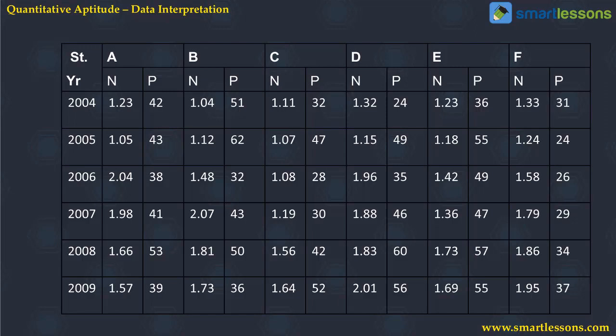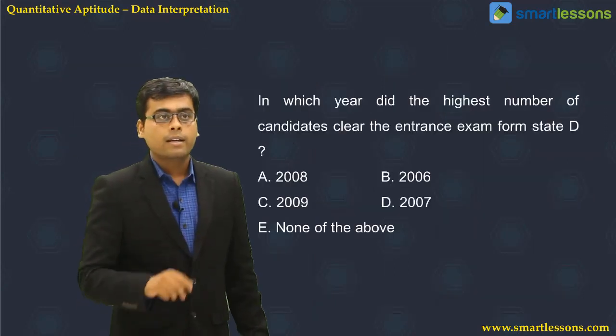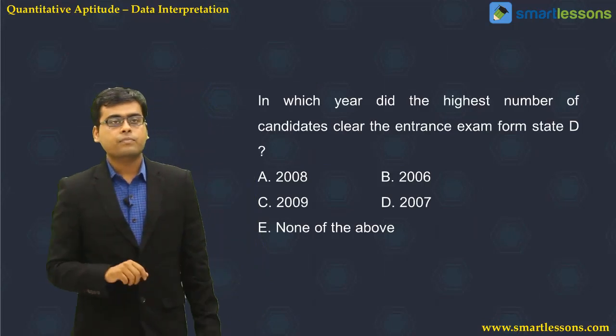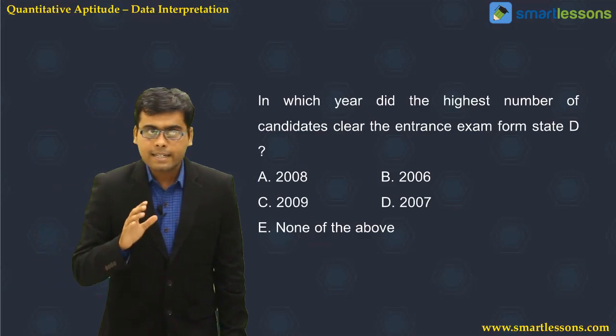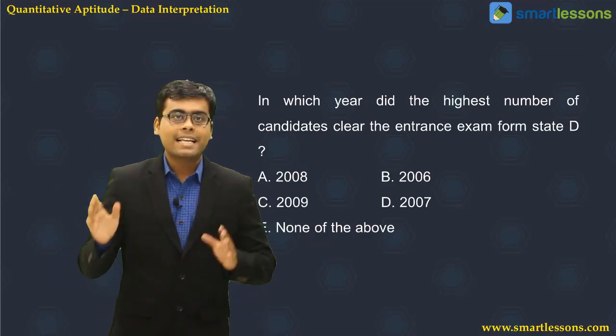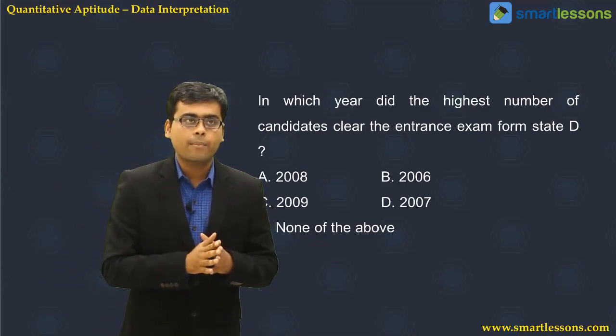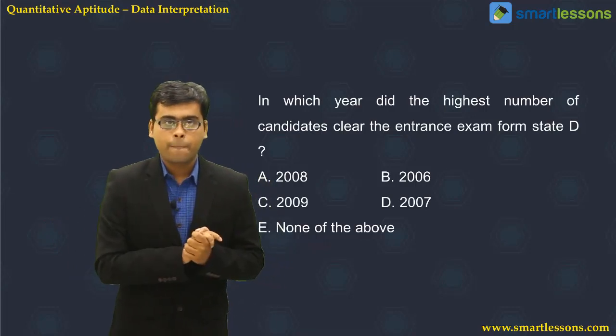Okay, and then 42% of that are actually qualifying that entrance exam. So that means 42% of 1.23 lakh candidates are qualifying that entrance exam. So that's the way you have to understand this table. Now let's start answering the question. In which year did the highest number of candidates clear the entrance exam from state D?